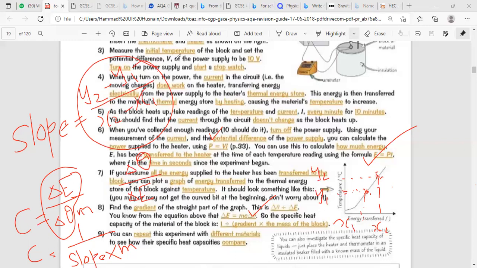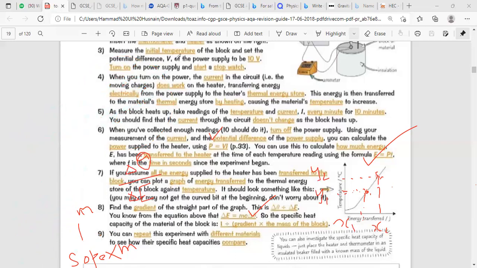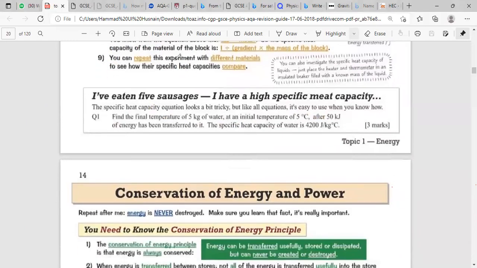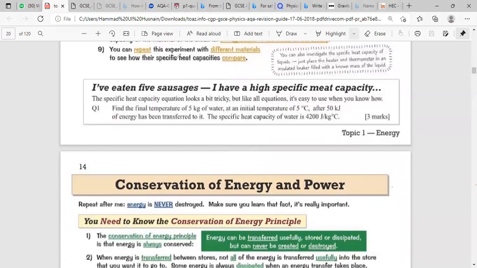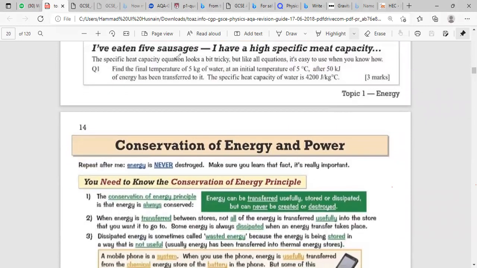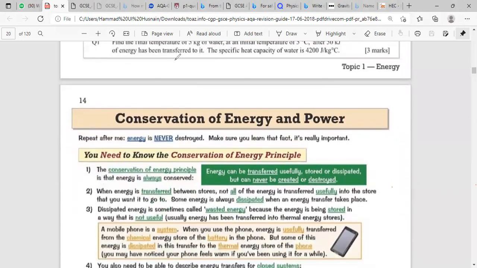So is the concept of specific heat clear to you? Yeah, it's clear now. Okay, so let us move forward. There is again a question given. We can solve it in the next half of the class.